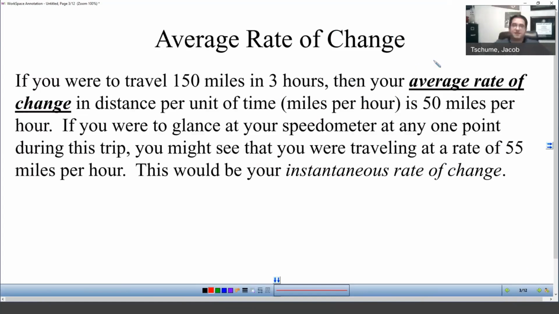If you were to glance at your speedometer at any one point during this trip, you might see that you were actually traveling at some point at a rate of 55 miles per hour. But on average, you didn't go 55 miles per hour. That rate that you're going at that specific time is called your instantaneous rate of change, which we will get a little bit more into probably in the next section.